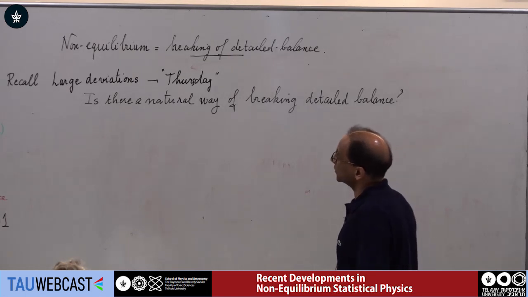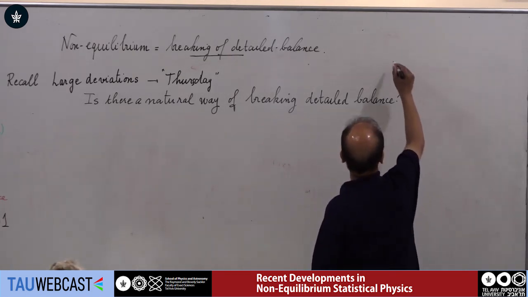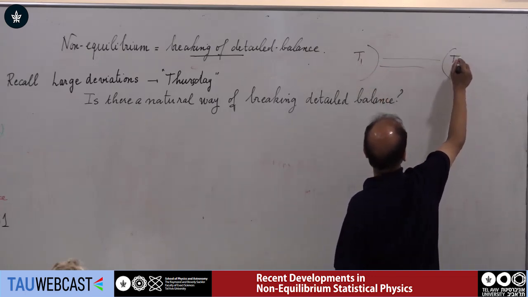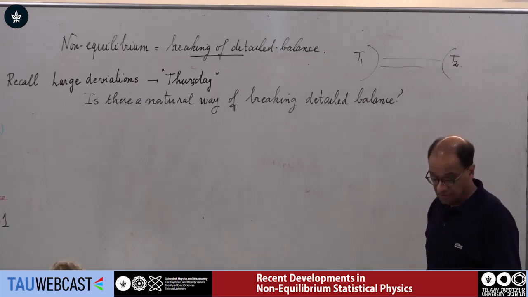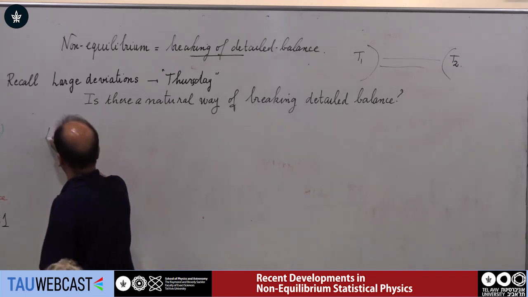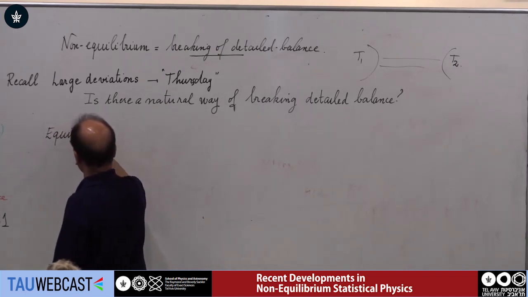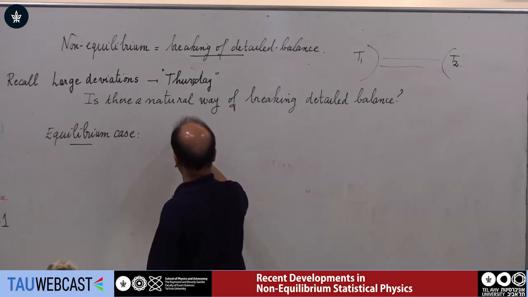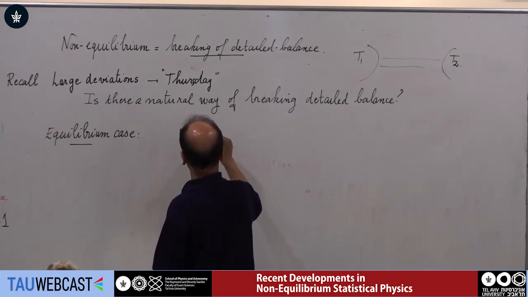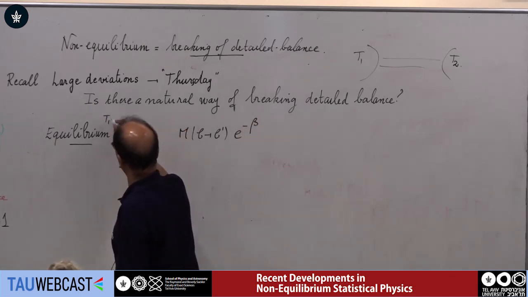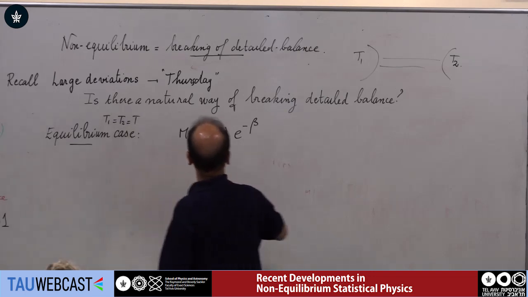And I will give you an example, always the same example. I will take a system which is connected with two reservoirs at temperature T1 and T2. So now, first suppose that the system is at equilibrium, so T1 equal to T2. Then I can spell out detailed balance in the following way. Exponential minus 1 over kT, T1 equal to T2 equal to T, E of C.